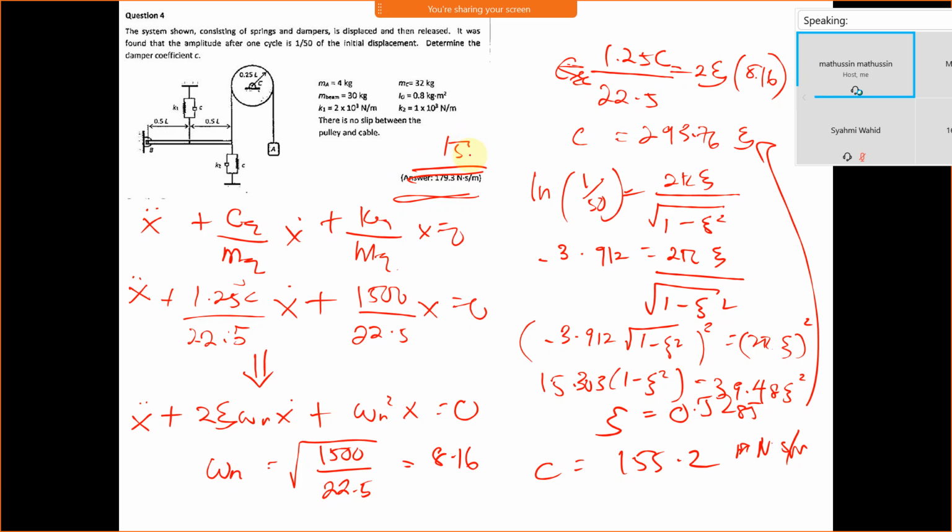Alright. Ada soalan nak tanya? Any question? Faham tak ni? Macam mana kita nak transfer ataupun kita nak simplifykan our system tu, jadikan dia sebagai single system, which is C equivalent, M equivalent dan juga K equivalent. Boleh? Any question? Tak ada eh? Semua dah faham eh?